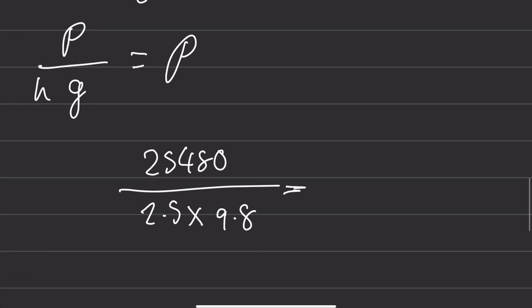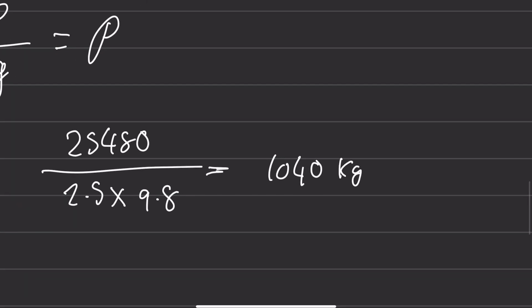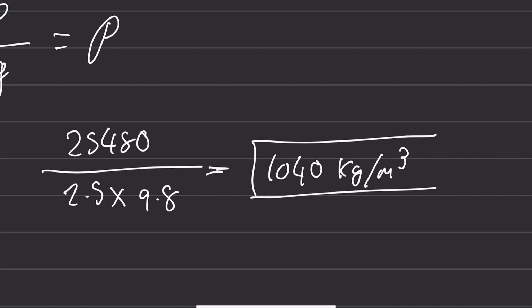And you should get an answer of 1040 kilograms per meters cubed, which is the units for density. And that should be the answer to the problem.